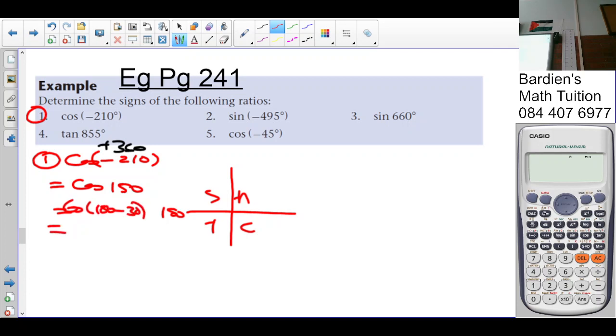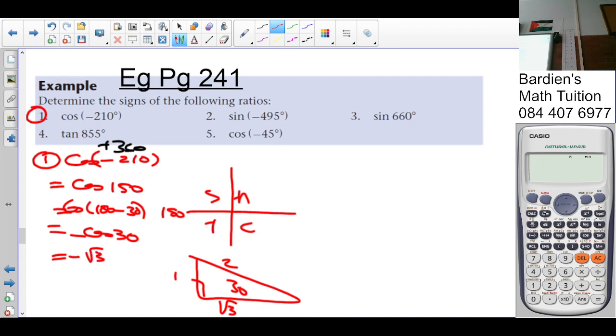Cos in the second quadrant, positive or negative? Negative. But does it change to something else? No. Why not? Not 90 or 270. Yes. So it is negative cos 30. This is a special triangle. For 30, it's 1, 2, root 3. So cos is adjacent over hypotenuse. So it's negative root 3 over 2. There we go.